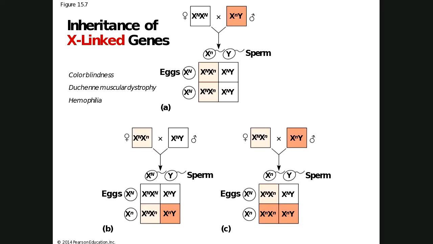So we got a colorblind female. Okay, we got a colorblind female. And now go back and tell me how that colorblind female ended up. What do we know about her father? There we go. Correct. Okay, right there. Colorblind females have to have colorblind fathers.